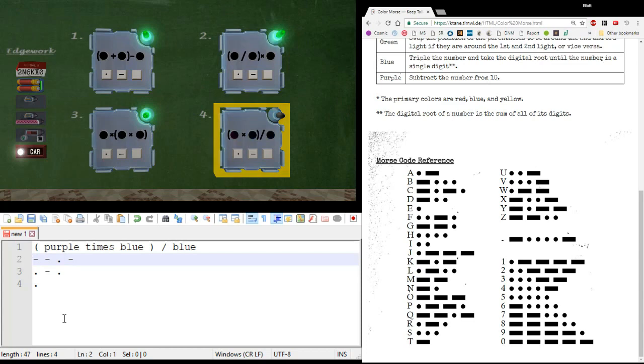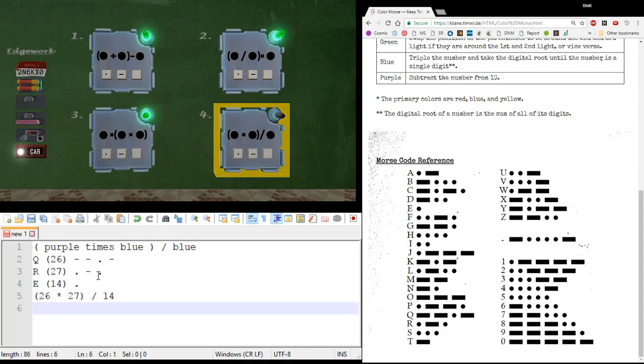So we'll look those up. Dash dash dot dash is Q, that is 17 plus 9 is 26. Dot dash dot is R, that is 18 plus 9 is 27. And dot by itself is E, 5 plus 9 is 14. So our base numbers are 26 times 27, divide 14.